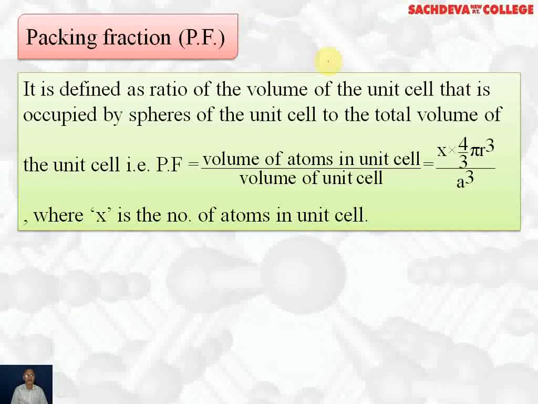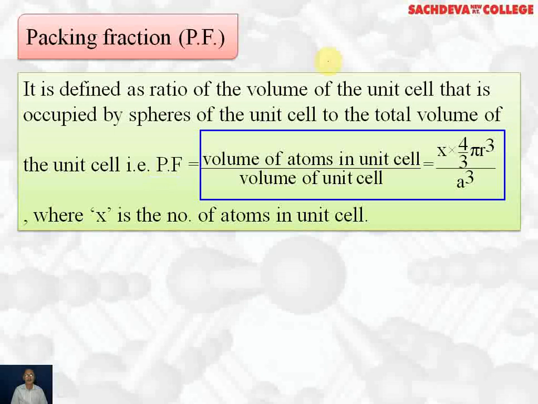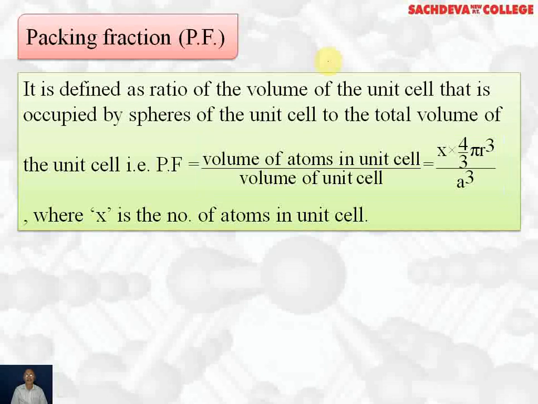Packing fraction. It is defined as the ratio of volume of unit cell that is occupied by all the spheres of the unit cell to the total volume of unit cell. For example, packing fraction is equal to volume of all the atoms in unit cell divided by volume of unit cell. If any cell contains x number of atoms, we'll multiply x with 4/3 πr³, which is the volume of the sphere, divided by volume of unit cell. Unit cell is a cube, so its volume will be a³. So x is number of atoms in the unit cell.